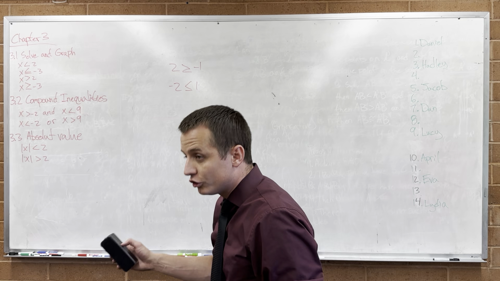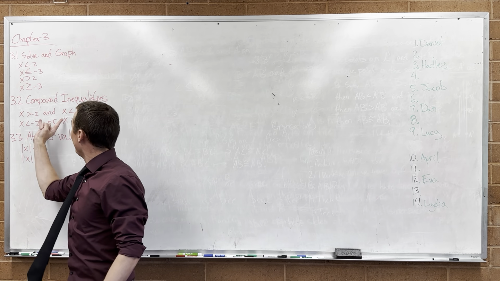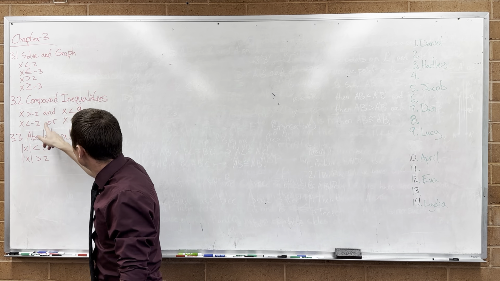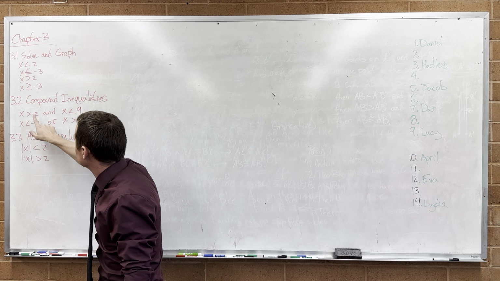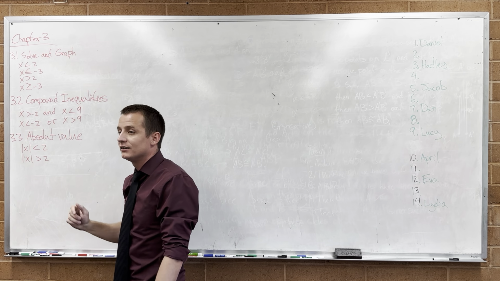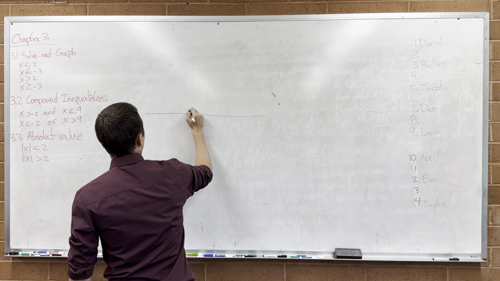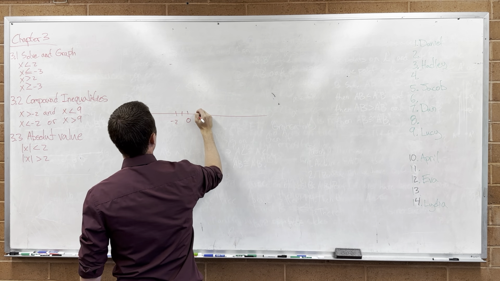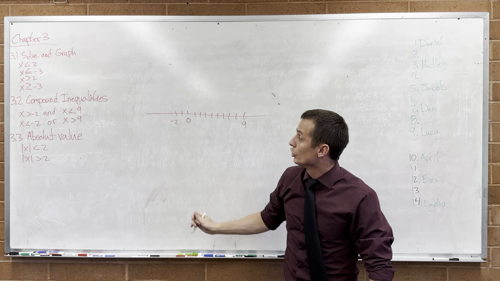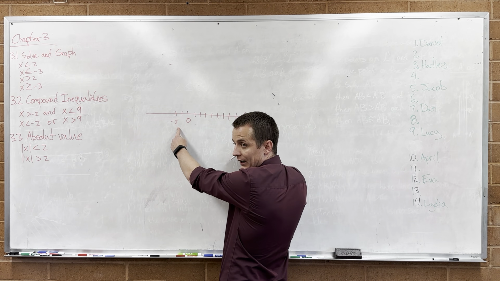3.2 is just working with 2 inequalities at the same time. So you're going to get 2 inequalities ANDed together, or 2 inequalities ORed together. One example would be x is greater than -2 and x is less than 9. What are all the numbers greater than -2 and less than 9? They are all the numbers between -2 and 9.